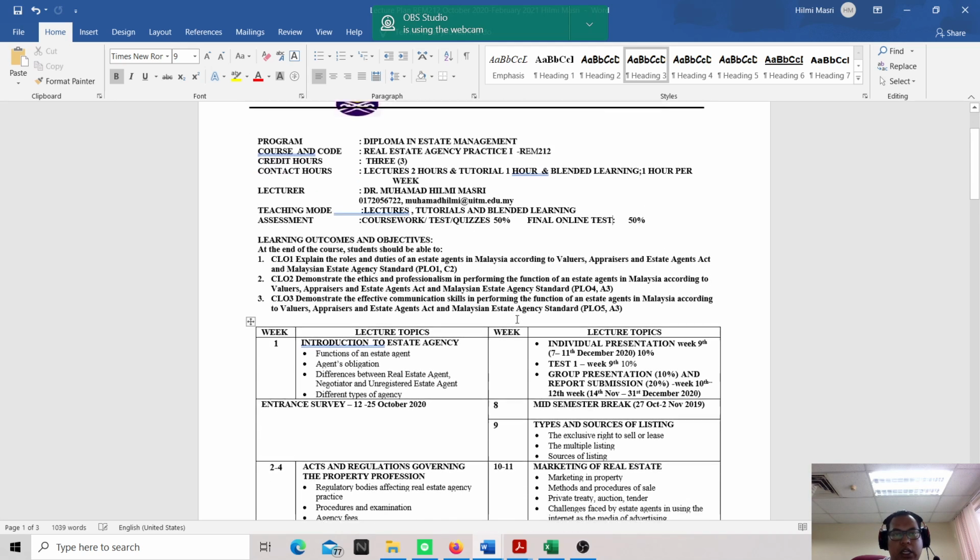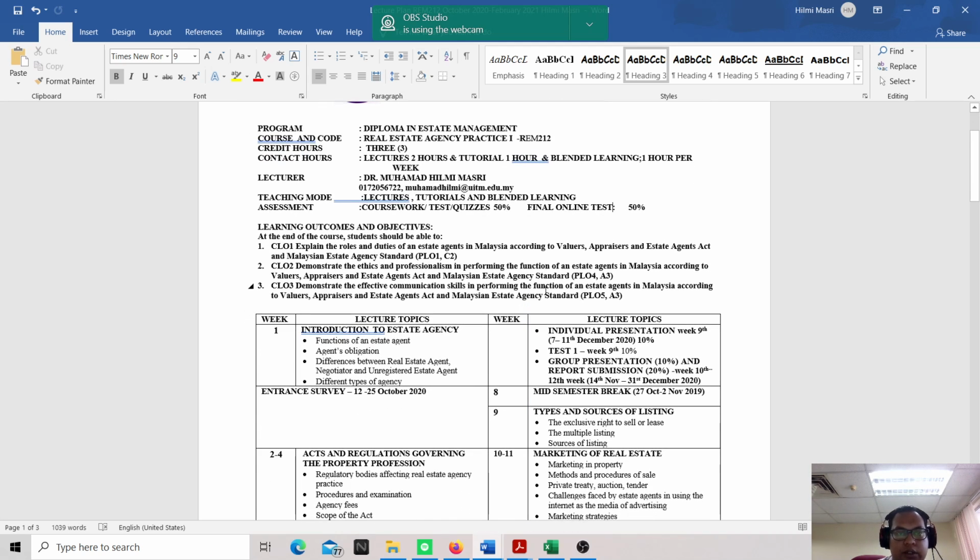Okay, so the learning outcomes and objectives are for you. The first one is for you to have the ability to explain the roles and duties of an estate agent in Malaysia according to the Valuers, Appraisers and Estate Agents Act, and also the Malaysian Estate Agency Standard.